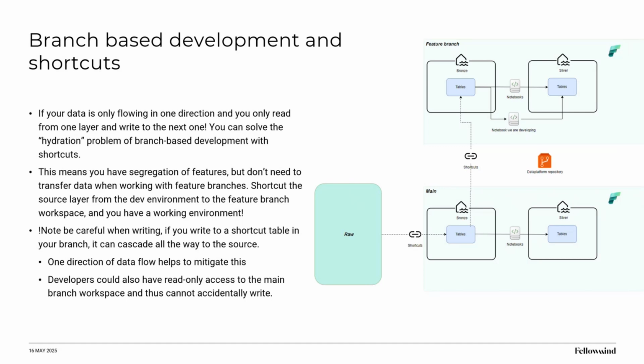One pitfall here is that you can write to the shortcut, and that could cascade all the way, in this structure, first to the main workspace, and from there all the way to the raw workspace, which could be your ERP data. So be careful with that, and that's why it's a good idea to have data only flowing in one direction.